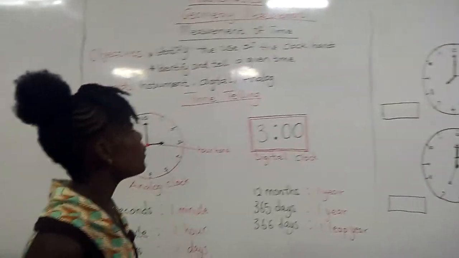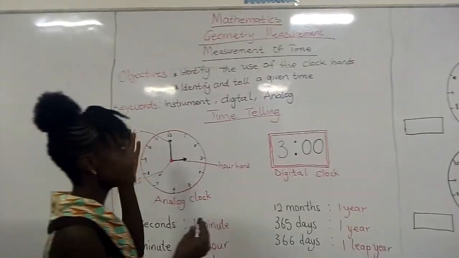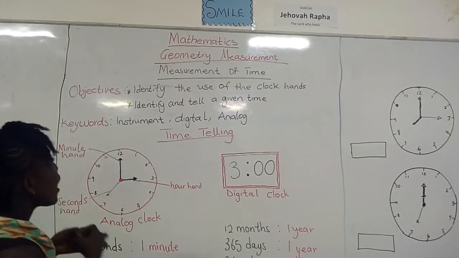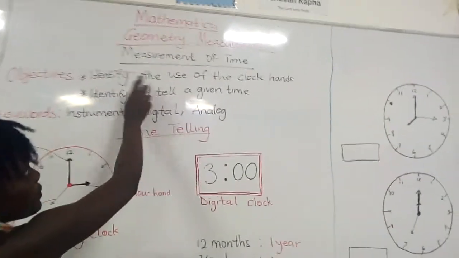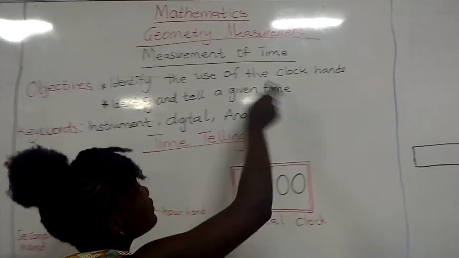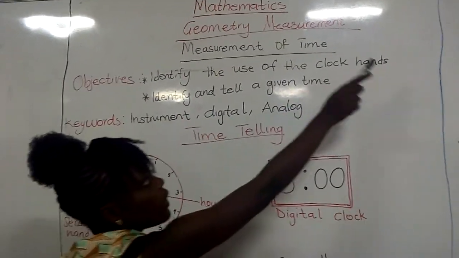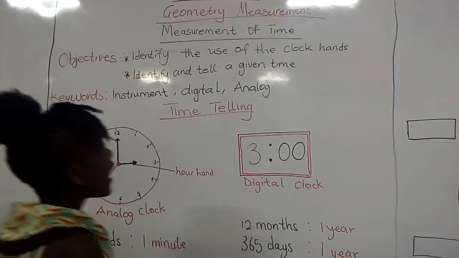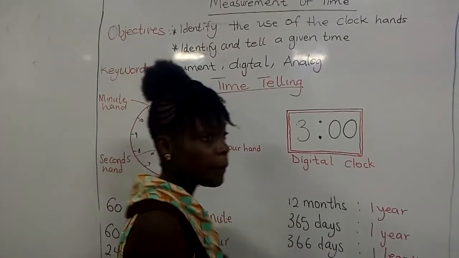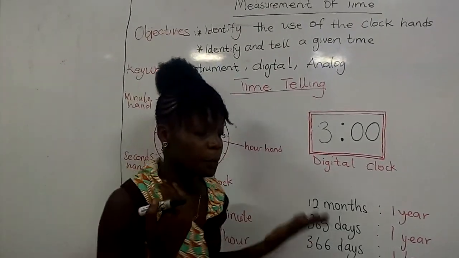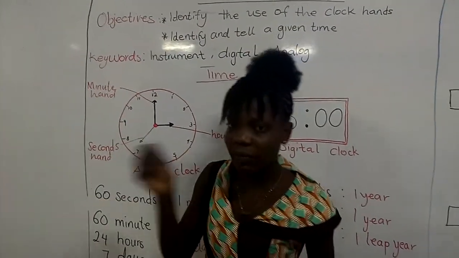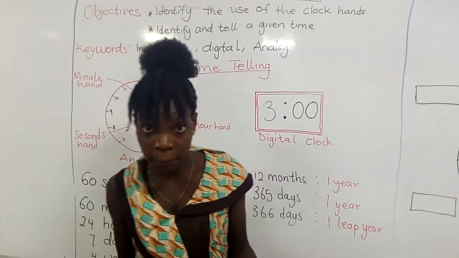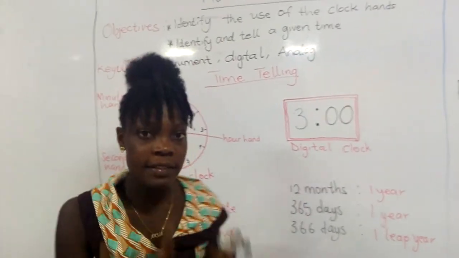Now, today we are coming to talk about time telling. Our objective for today is to identify the use of the clock hands, and identify and tell a given time. By the end of the lesson, the pupil will be able to identify the use of the clock hands, and be able to tell a time. Identify the time and then tell it.